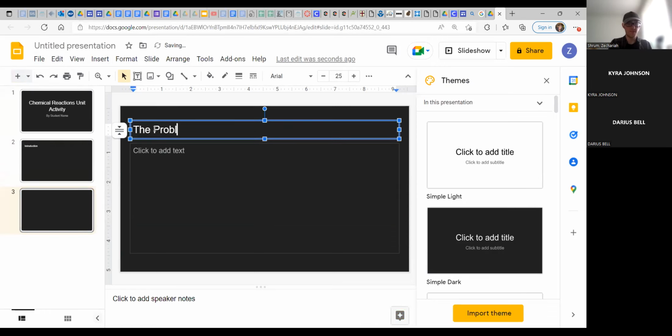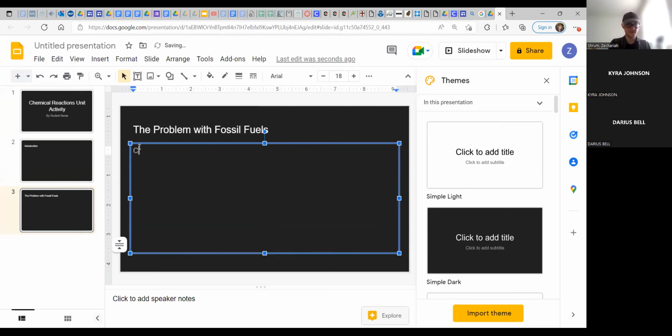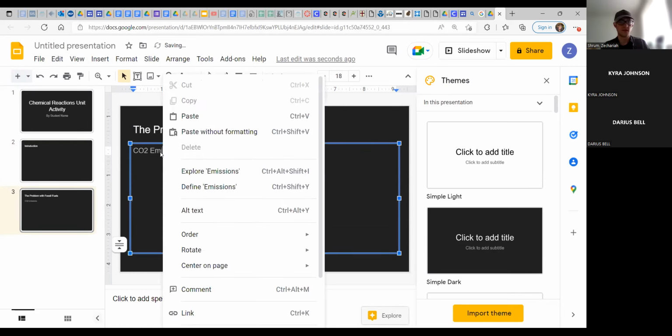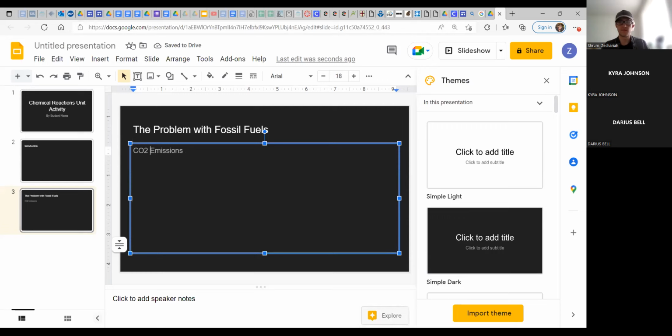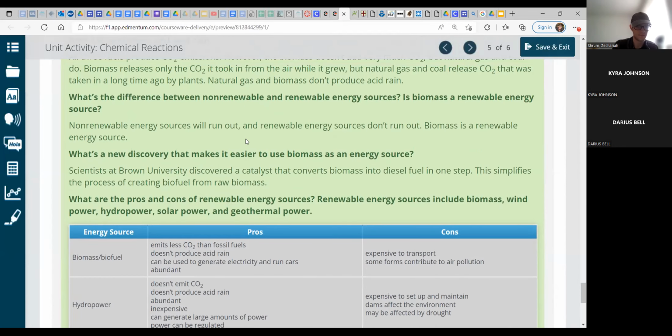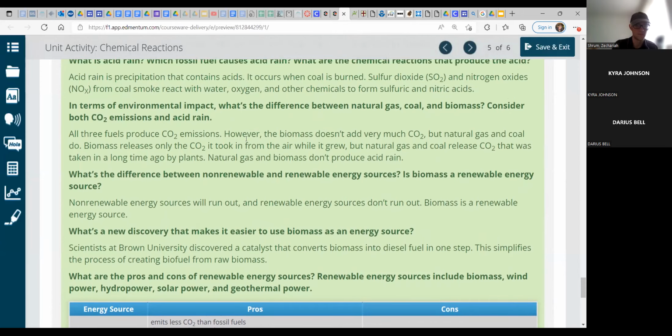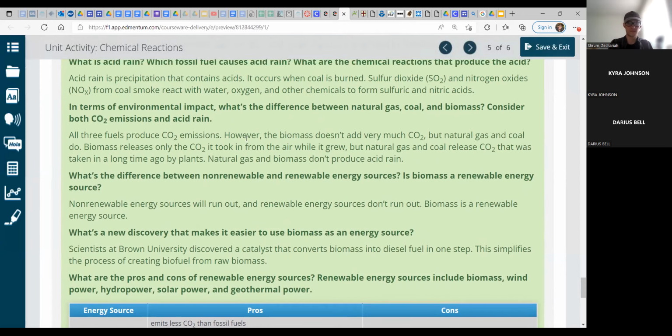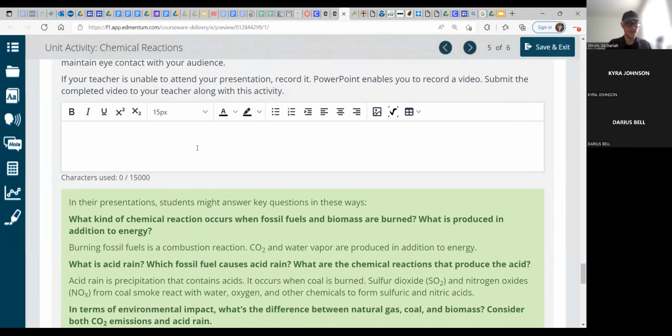And you're talking about the problem, fossil fuels. Here you can talk about CO2 emissions. And then let's go back to the outline.